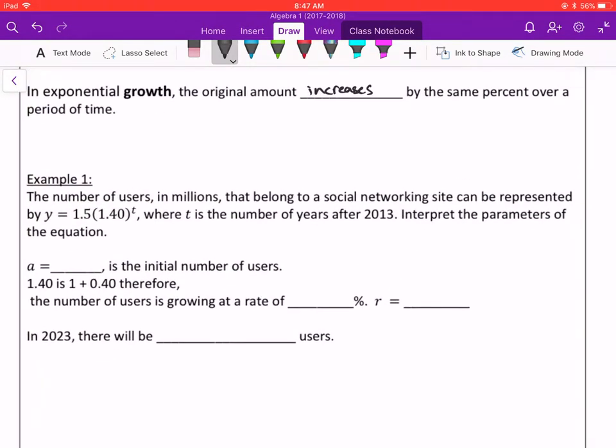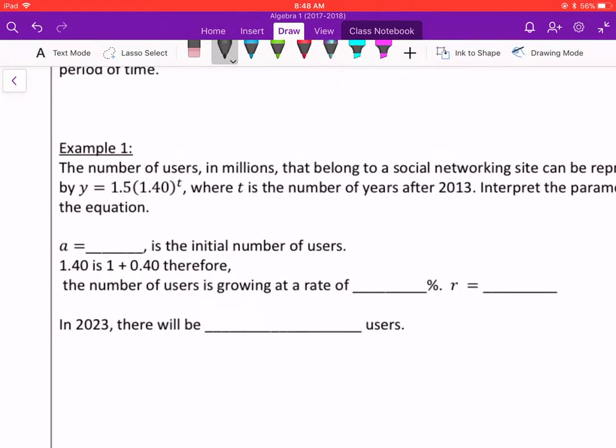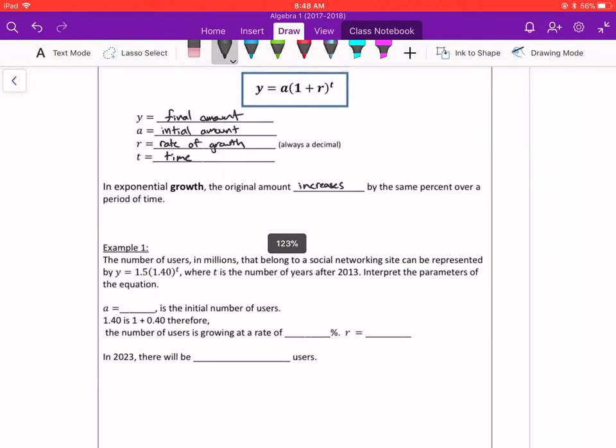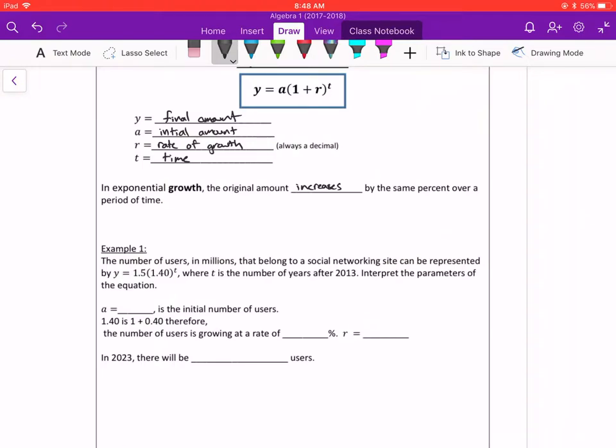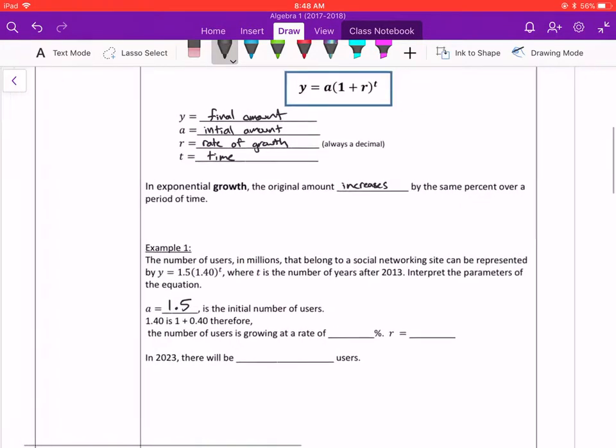If I look at this, the number of users in millions that belong to a social networking site can be represented by the equation y equals 1.5 times 1.40 to the t, where t is the number of years after 2013. Interpret the parameters. So we're just going to look at this equation and see what it means. So a, we know, is the number in front of the parentheses. A is going to be 1.5. That's the initial number, just by looking at the equation right there.